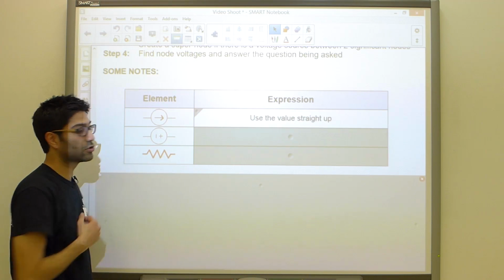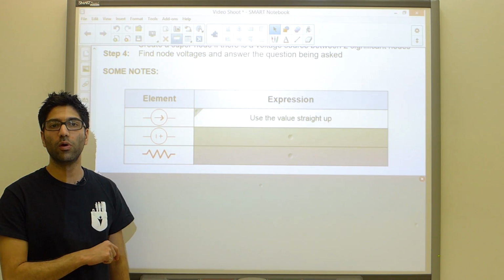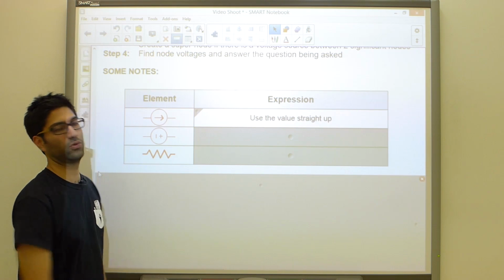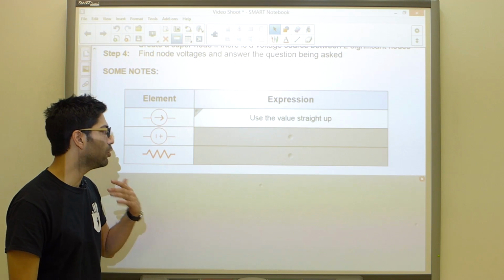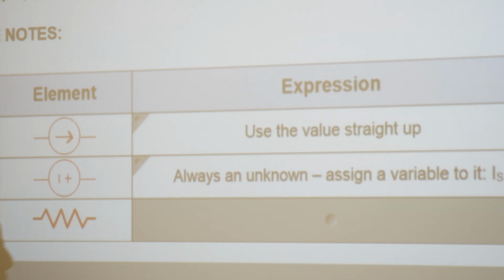Next, you can have a voltage source. Now, the problem here becomes you never know the current going through a voltage source. And therefore, you have no choice but to assign a variable to it. And so that is what you're going to do if you're trying to figure out what the current through this source is. Well, you're going to say it's IS, I source.